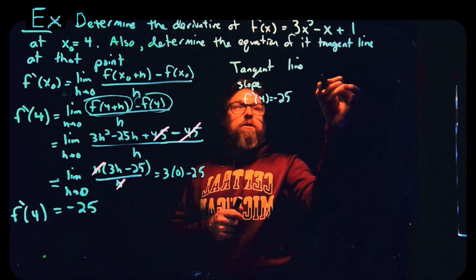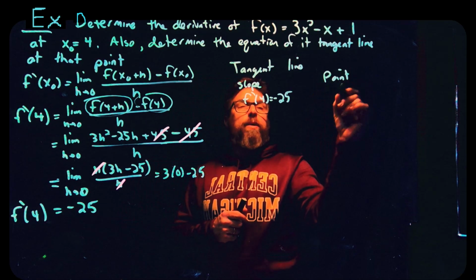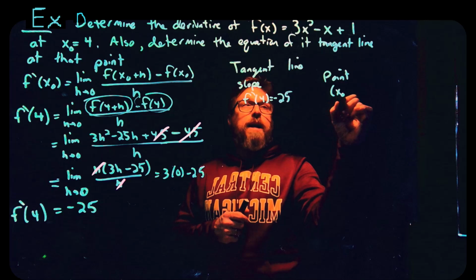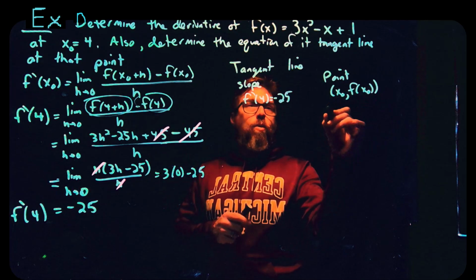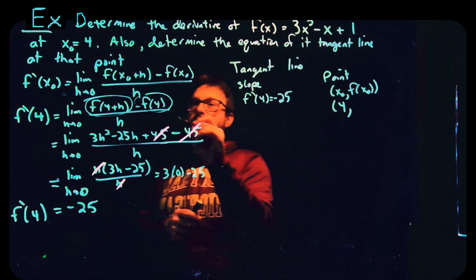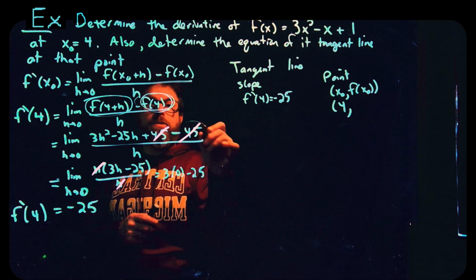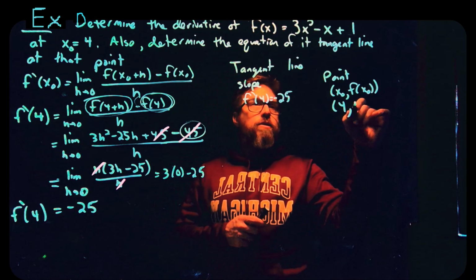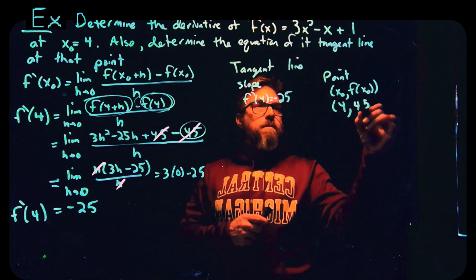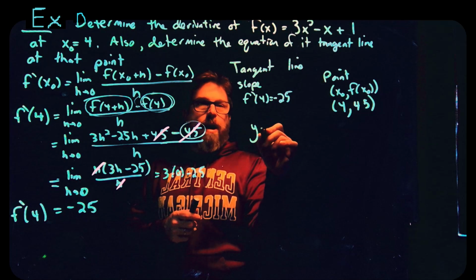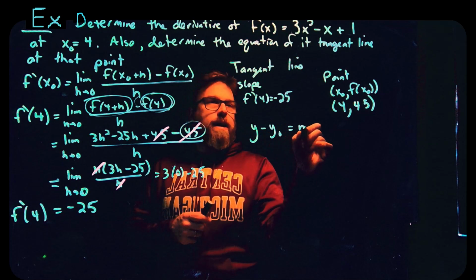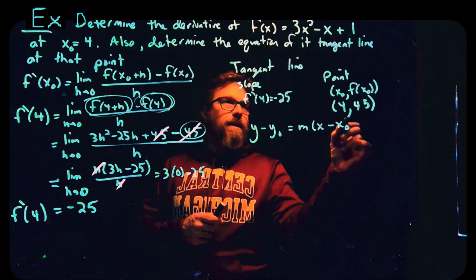And we also need our solution point. Now the solution point is going to be equal to, remember, this is x naught comma f of x naught, with x naught being 4. F of x naught, we already did this, f of 4 was equal to 45, so this is going to be equal to 45. And now we're almost done. We can say y minus y naught is equal to m times x minus x naught.